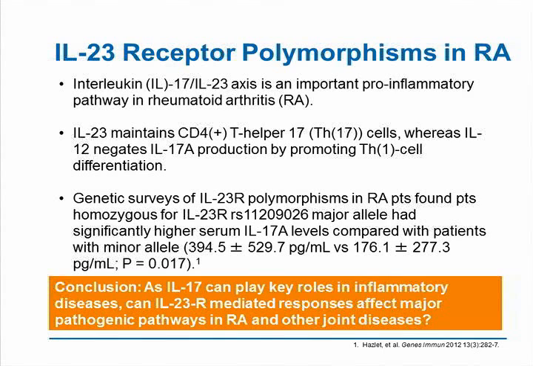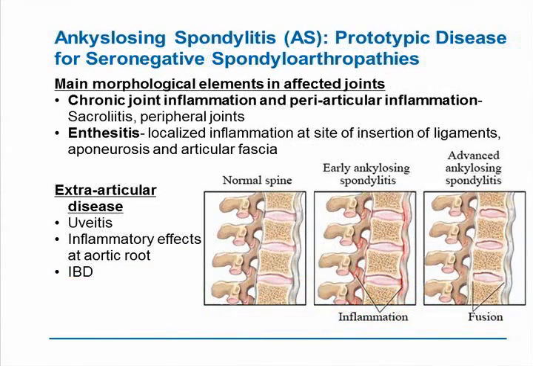So the conclusion is that as IL-17 can play key roles in inflammatory diseases, we wonder whether, in fact, just the inheritance of different genetic forms of the receptor for IL-23 will determine whether or not you're going to get a disease. So this is rheumatoid arthritis, by comparison, a relatively common disease. These surveys are provocative and make you wonder whether or not IL-17 biases may be important in certain subsets of disease. But it's actually not going to be the major emphasis of our program. We're going to talk about ankylosing spondylitis.